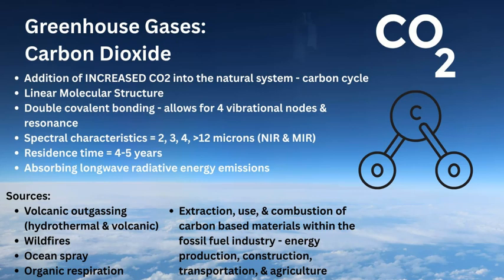The natural sources come from volcanic outgassing, which is the ash cloud, wildfires, ocean spray, and organic respiration. The anthropogenic sources, or the human activity caused sources, include the extraction, use, and combustion of fossil fuels in the energy industry, the construction industry, the transportation industry, and agriculture. So anything that has carbon in its chemical composition and is then released in the atmosphere through combustion, let's say, that would be an anthropogenic source of CO2.